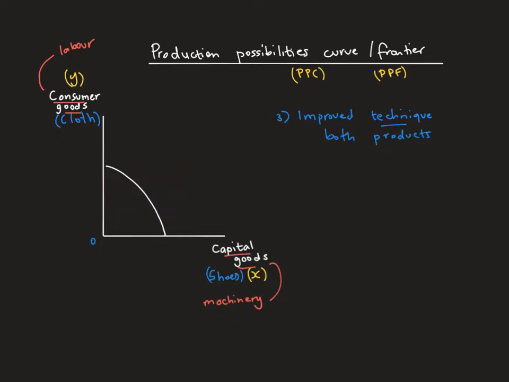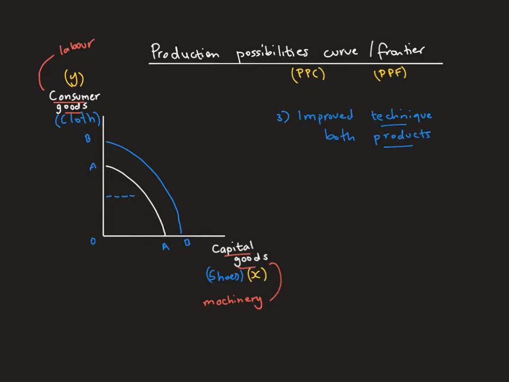And the third case that we have is, let's say, for example, we now have an improved technique for both products. So productivity increases for both types of products. Therefore, we are on our original PPC curve of AA. But now because we found better ways to produce cloth and shoes, we now move to a higher PPC curve. So what happens is it shifts upwards and outwards to a new PPC curve, which is B represented by PB.